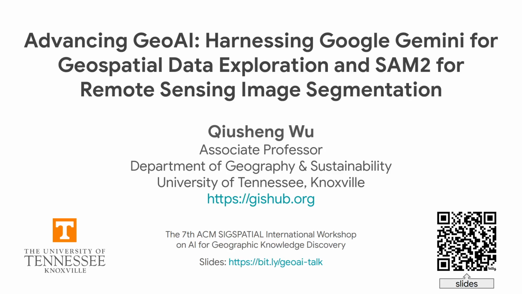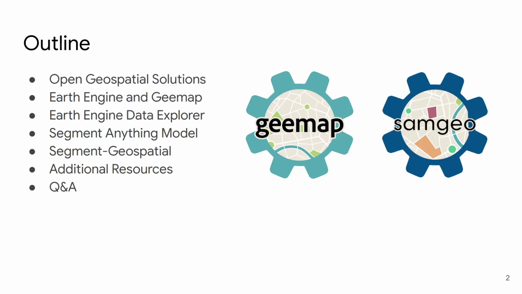bit.ly/GeoAI-talk. And here's the outline. First, I'm going to briefly introduce Open Geospatial Solutions, a GitHub organization that I created for hosting open source geospatial packages. And then I will introduce Google Earth Engine and GMap, and particularly some of the tools that are relevant to AI and also GeoAI. Then I will talk about segment geospatial, how you can use that to do image segmentation on remote sensing imagery. And lastly, I will show you some additional resources.